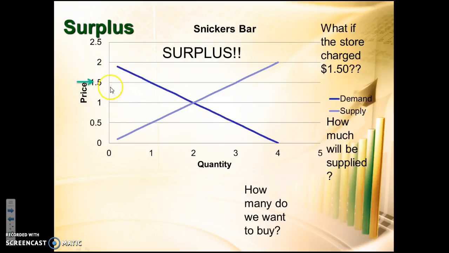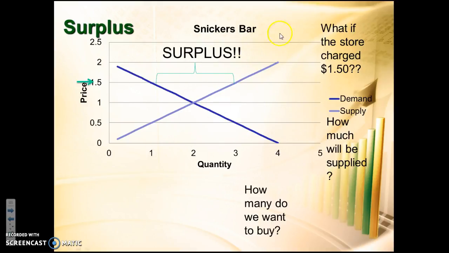Well, what do we want to buy? We as consumers, well, the price is higher now, so we should want to buy less. Let's see if that's the case. At a price of $1.50, we come all the way across until we touch the demand curve. Well, right there it is, and then we drop straight down. And in this case, we demand one. So they want to sell three, but we only want to buy one. So now we've got extra. Now we've got a surplus.